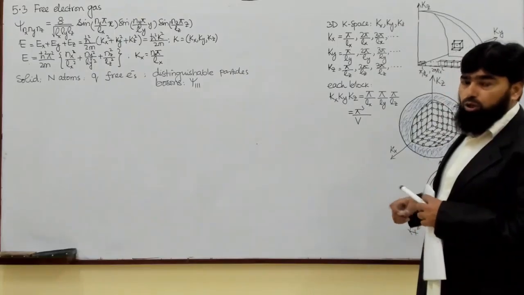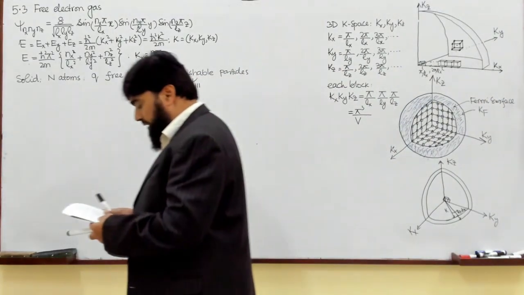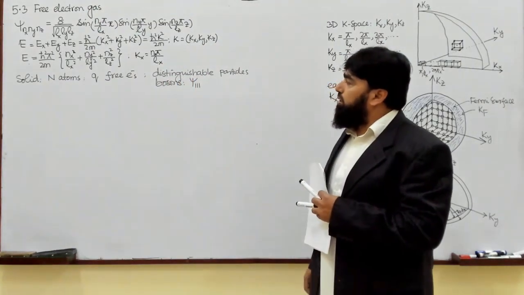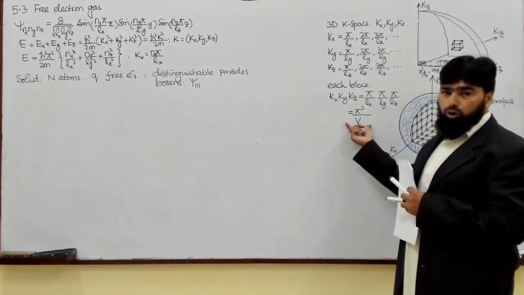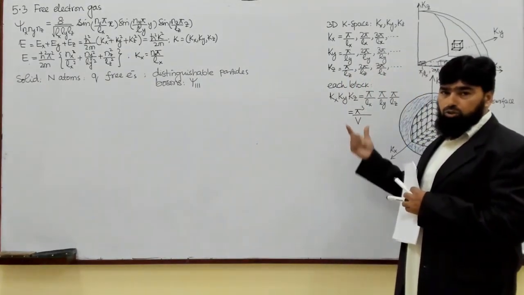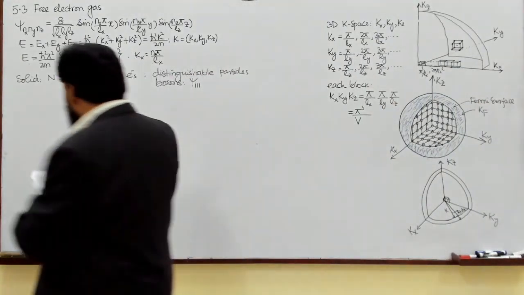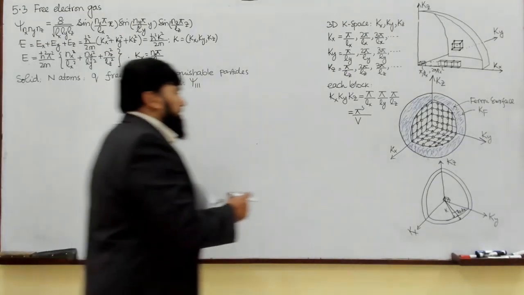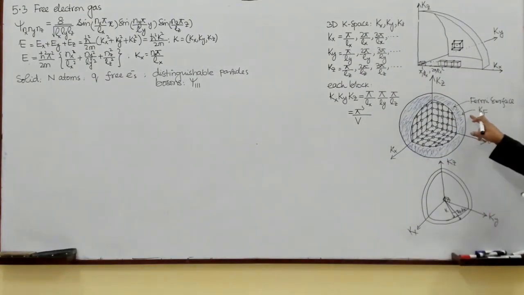In one state, only 2 electrons can be there. So what we do is calculate the number of electrons in our given volume, and how many electrons will be there. I can write that if I consider this sphere, which has a radius equal to kf, the f means the Fermi surface, from Fermi.